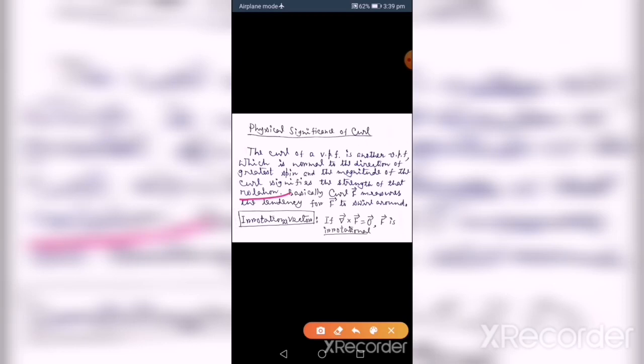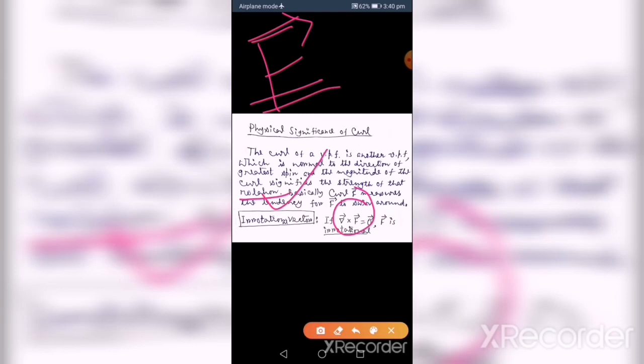Basically, curl F measures the tendency for F to swirl around. Irrotational vector: if F is a vector point function such that del cross F equals 0 at all points in a given region, then F is said to be an irrotational vector in that region. So if del cross F is equal to 0 for some F, we say F is an irrotational vector.